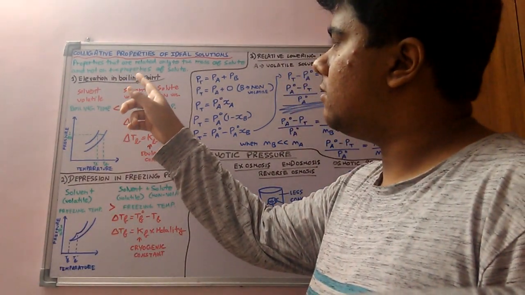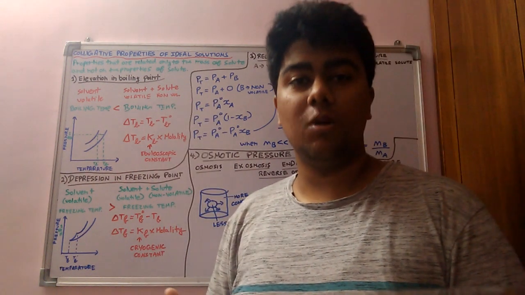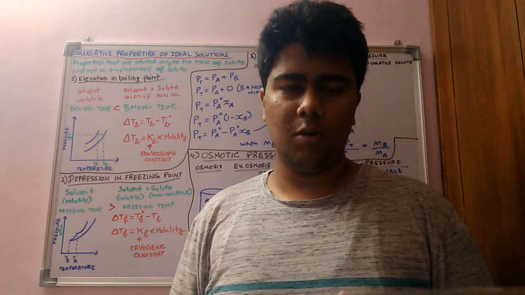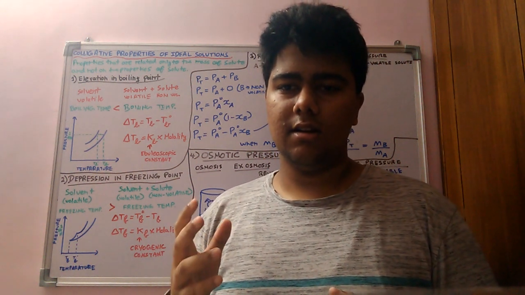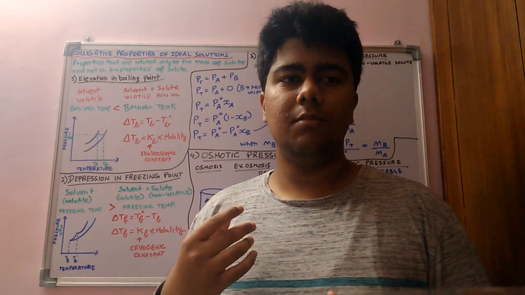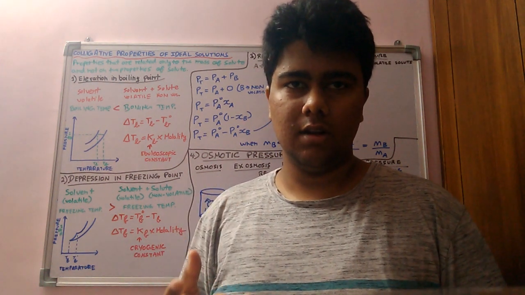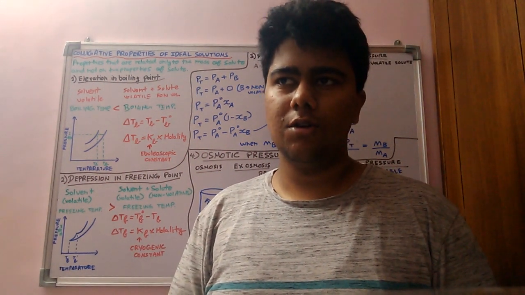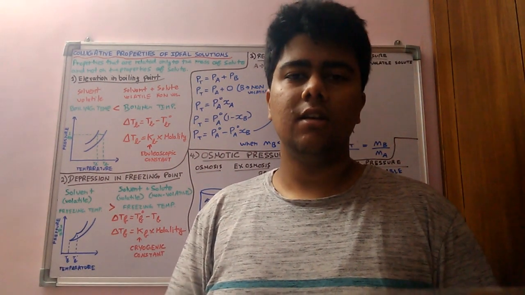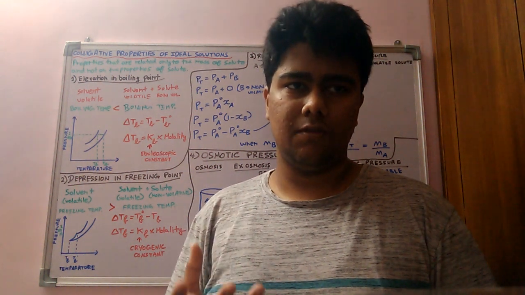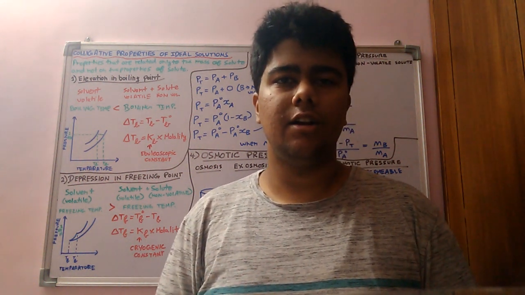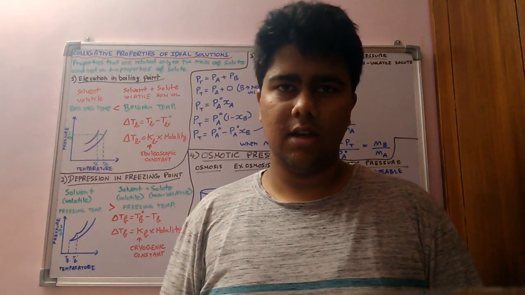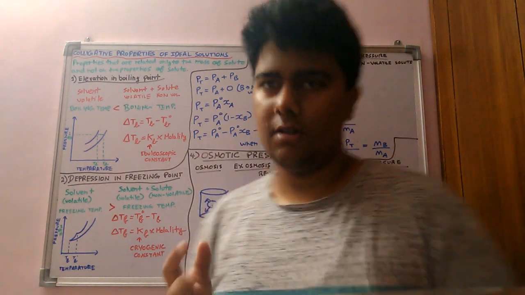So what does colligative property mean in general, right? Colligative properties are a kind of properties that are related to the number of particles of solute that are dissolved in a definite amount of solvent, but these properties are not related with the properties and nature of the solute. They are only related to the number of particles of solute that are dissolved in a definite amount of solvent.